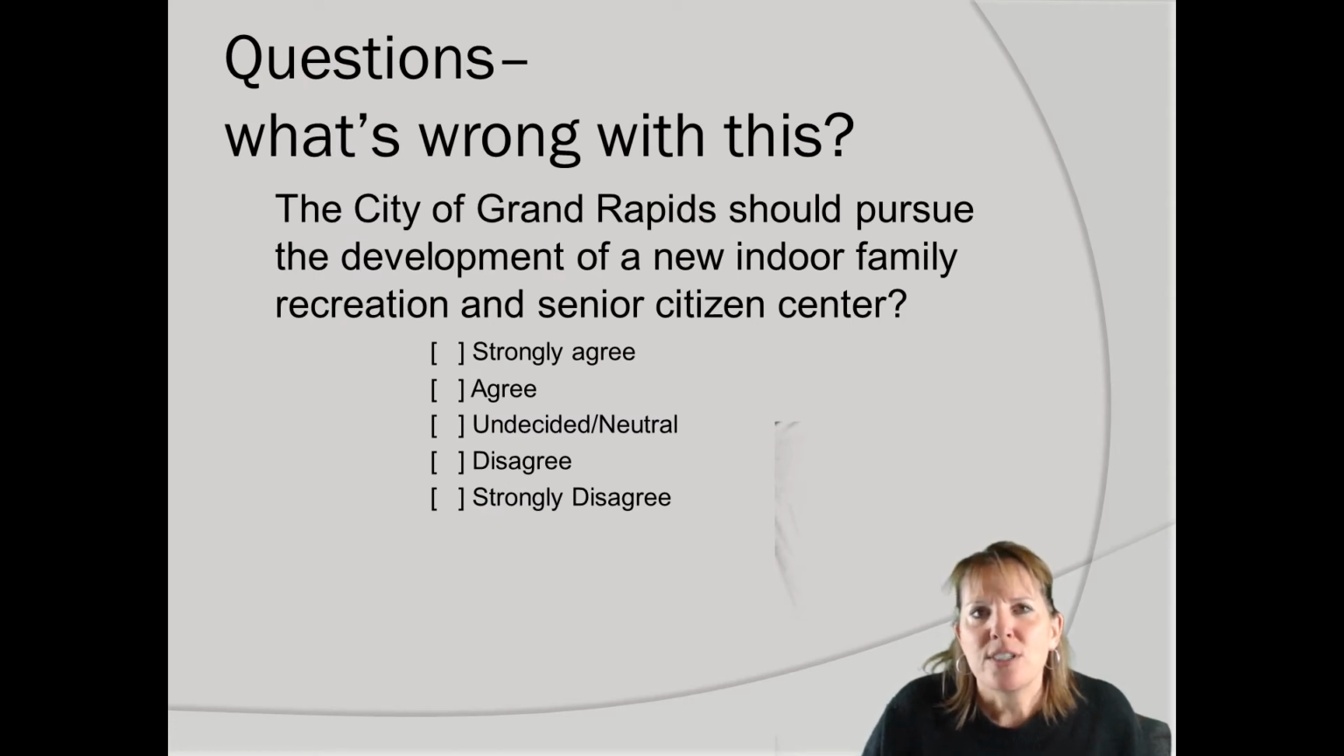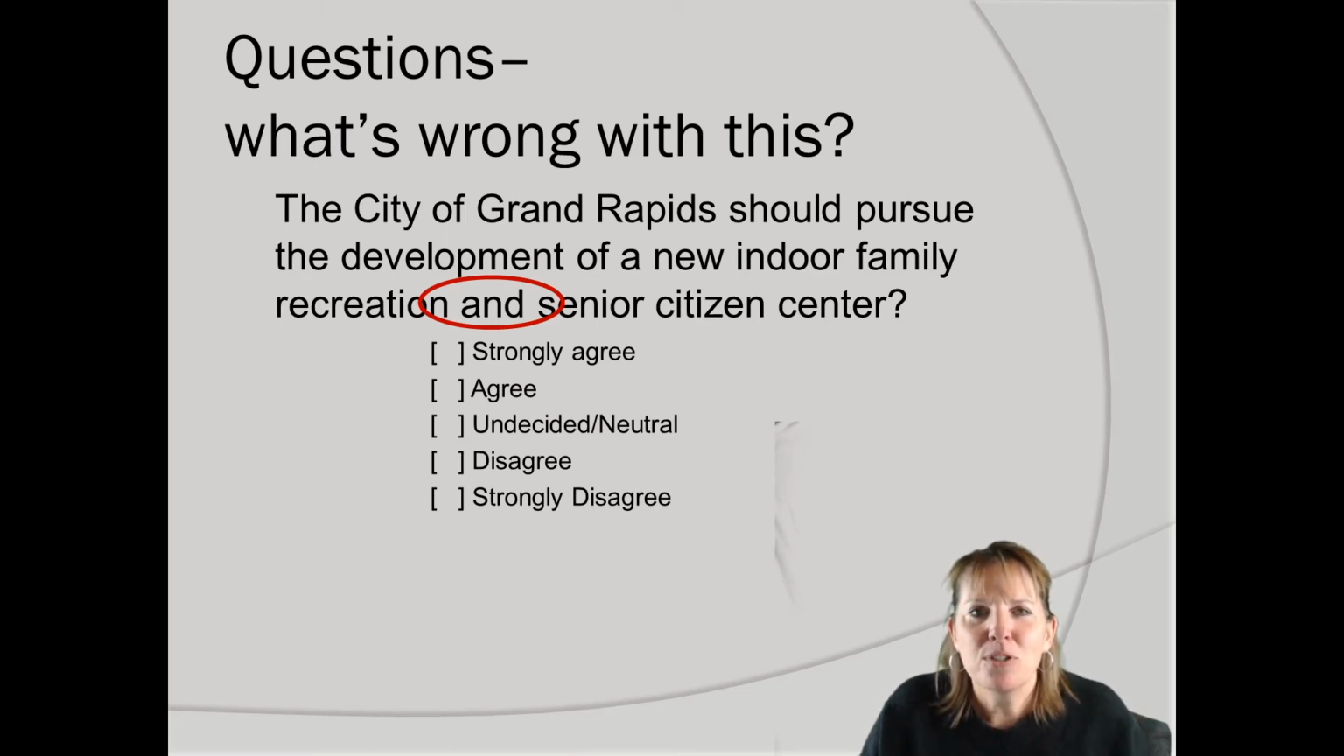So what's wrong with this question? Let's take a look at it and just kind of finalize at least some discussion here. And in this example, the city of Grand Rapids should pursue the development of a new indoor family recreation and senior citizen center. Question. It's a Likert scale, strongly agree to strongly disagree. What's the problem? Well, I hope you came up with the fact, and we didn't talk about this yet, so that's why I'm bringing it to you, is the fact that they're really looking at 2 different things.